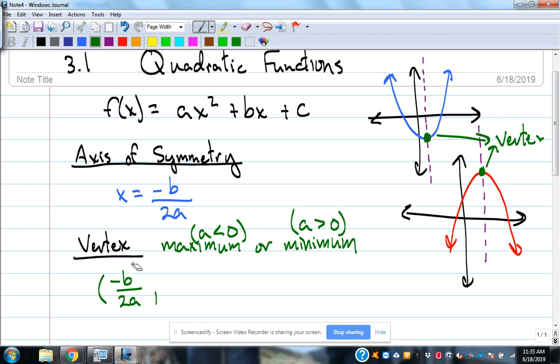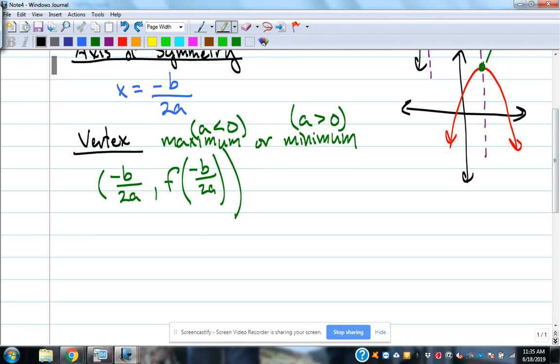And then to find the y value, if you've got the x value, you just plug it in and work it out. The notation for that is f of negative b over 2a. So that's just plugging in negative b over 2a. Whatever that number is, plug it in for x and work it out. Get the y value. That tells you the location of the vertex. Axis of symmetry and x value of the vertex always match. If they don't, something is terribly wrong. All right. Now, another important point or place on a quadratic function is the y-intercept.